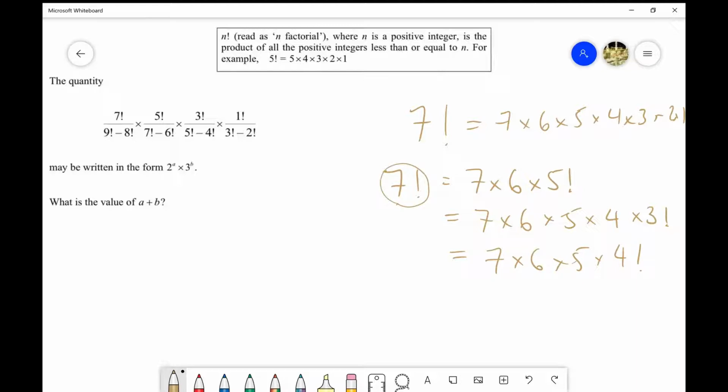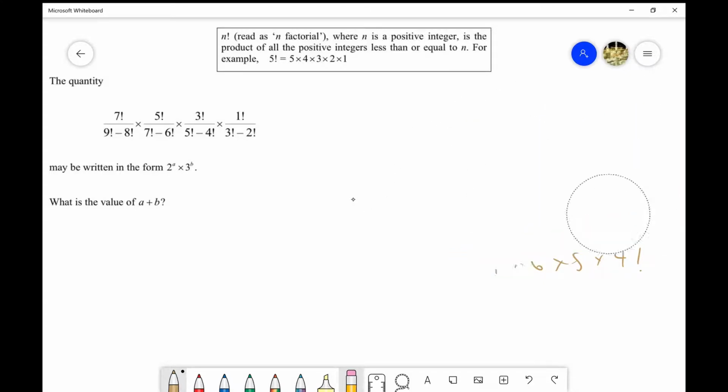Right, so that's a quick little detour, if you like. Now back to the original question. Let me just rub this off using my fancy little rubber. Right, I'll use a red pen this time. So we'll just deal with this first bit here first. We've got 7 factorial divided by 9 factorial minus 8 factorial.